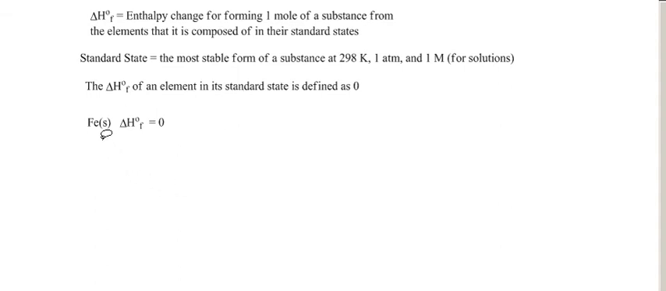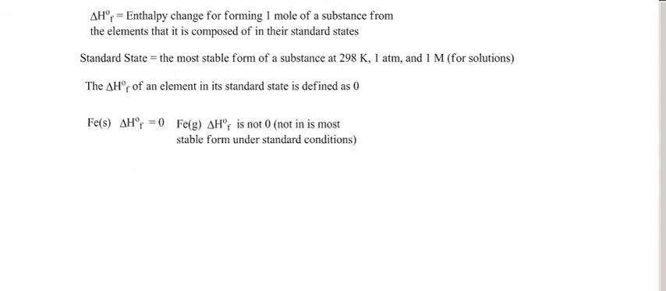So for instance, for solid iron, the enthalpy of formation is 0. However, if we look at iron in the gaseous state, the enthalpy of formation is not 0. The gaseous state is not the most stable form of iron under standard conditions.